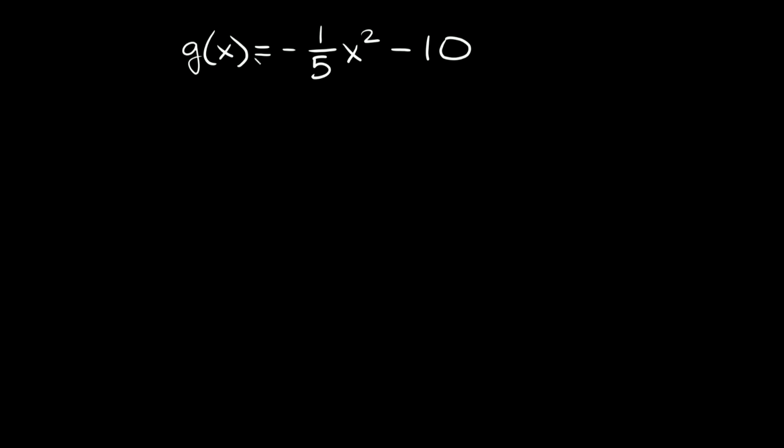So here we have g of x is equal to negative 1/5 x squared minus 10. All right, so again, if we're trying to find the zeros, we just want to plug in a big fat 0 into our function for g of x right here. So we're going to say that 0 is equal to negative 1/5 x squared minus 10. All right, so now let's solve for x here. So the first thing we're going to do is get rid of this negative 10 by adding 10 to both sides, right? So then here we get that 10 is equal to negative 1/5 x squared.